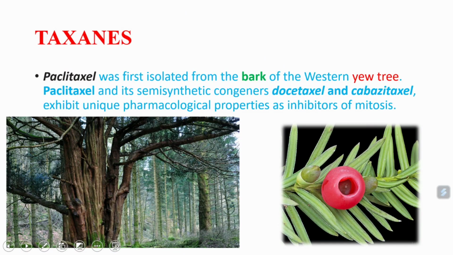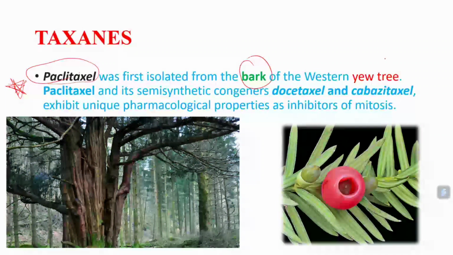Now, in taxanes, the first compound isolated is paclitaxel. This is a very important compound. I'll try to explain the important points about paclitaxel. And this paclitaxel is obtained from the bark of a tree.